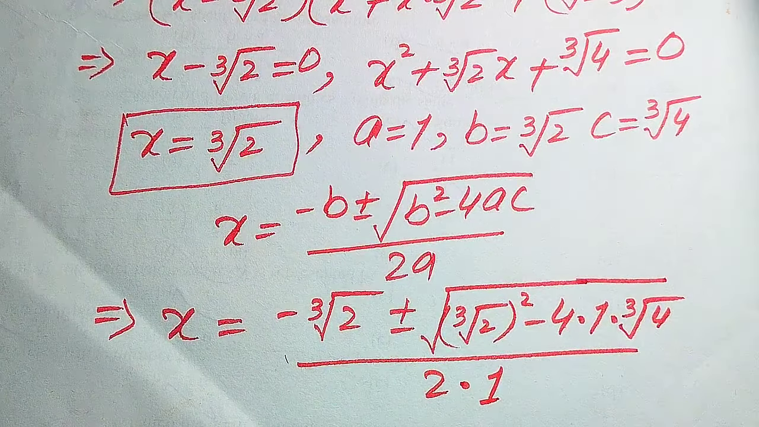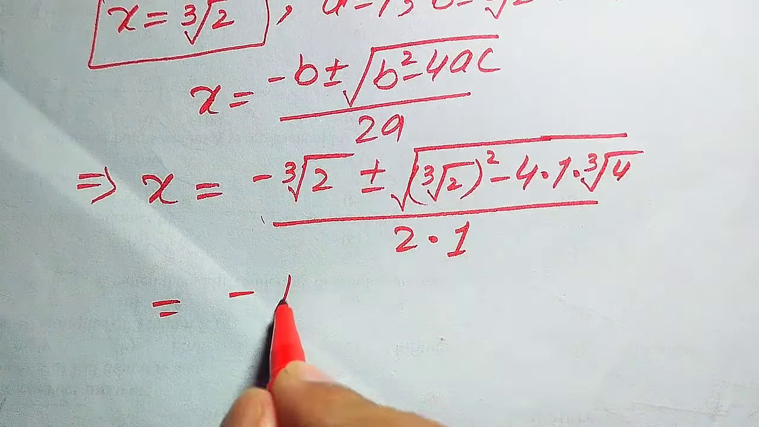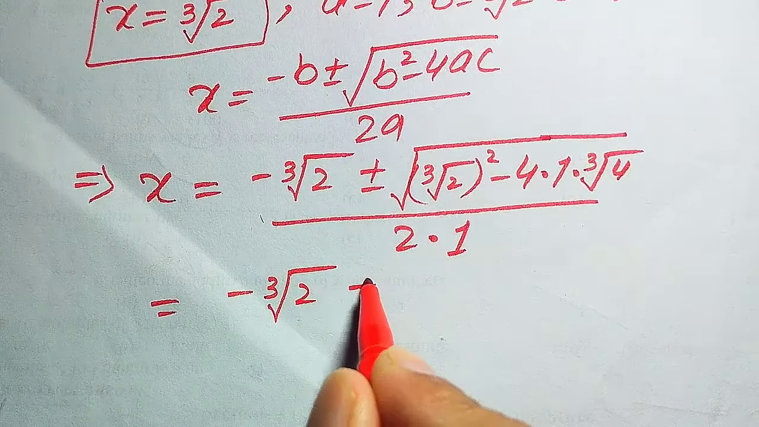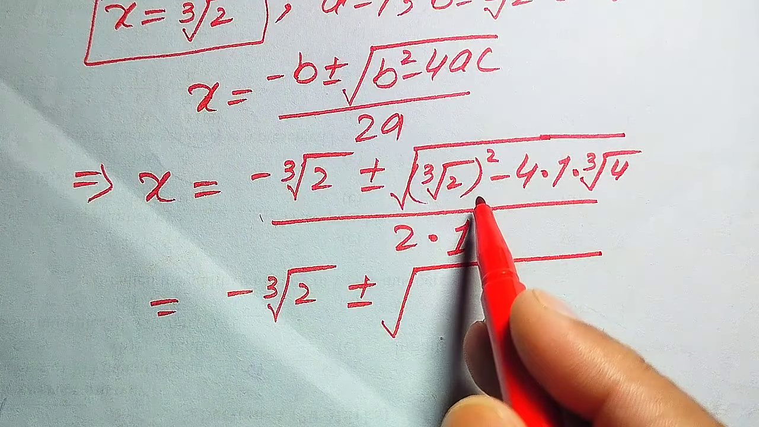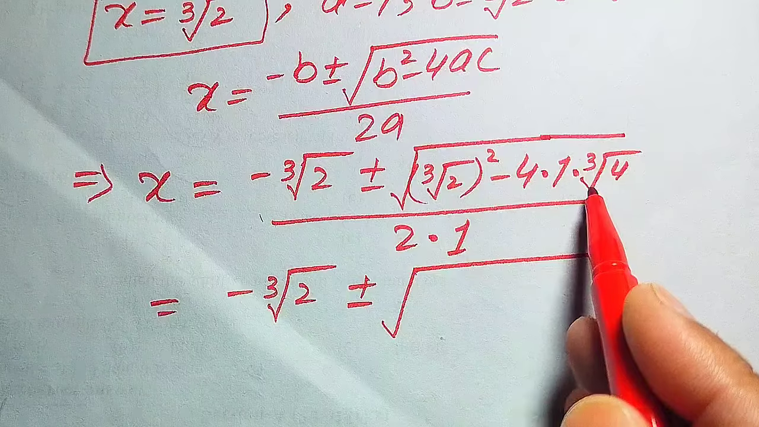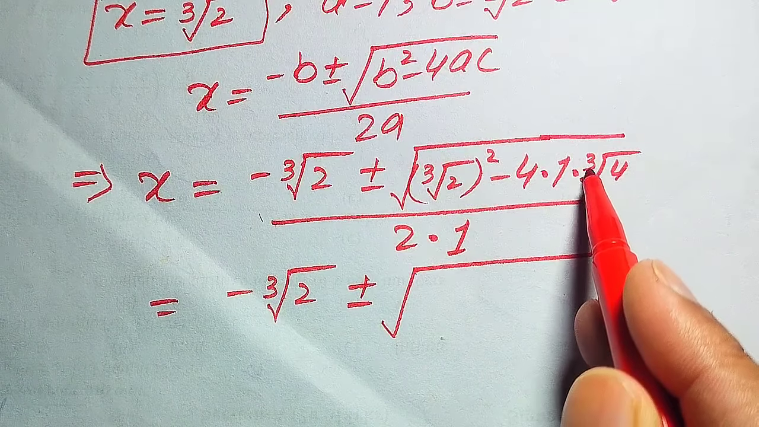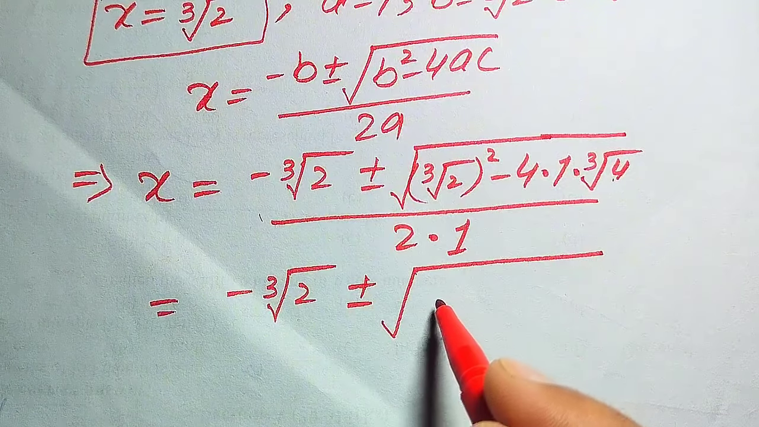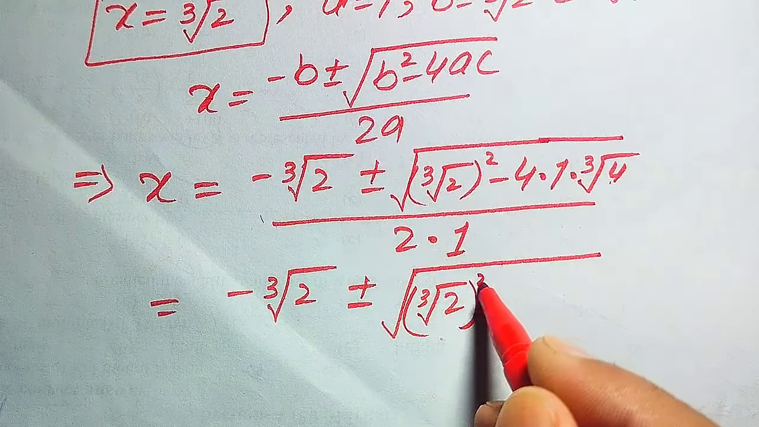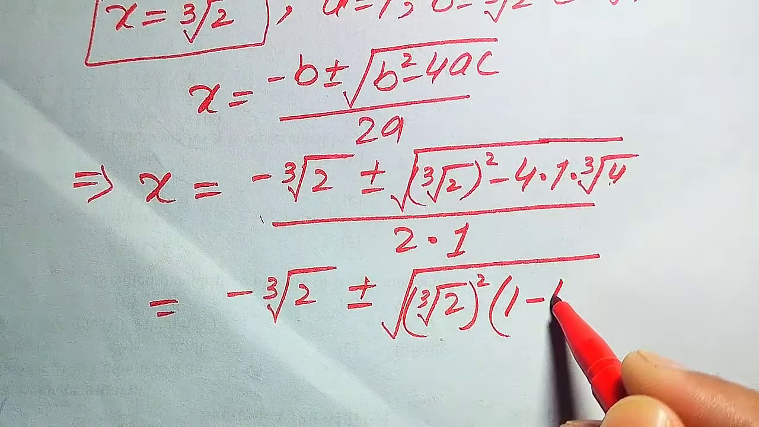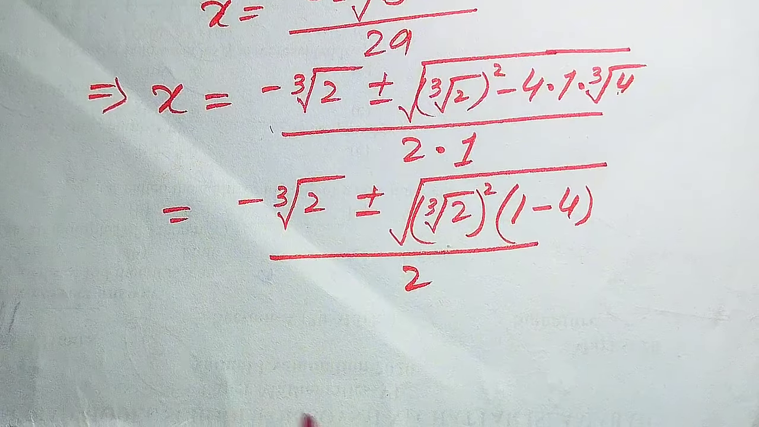So here our a is equal to 1. And further, in the next step, we need more simplification and it will be written as cube root of 2 plus minus square root of, here we just need to take common. This is the cube root of 2, and we write this 4 cube root of 4 as cube root of 2 whole square. So when we take common cube root of 2 whole square, the remaining values are 1 minus 4, divided by 2 times 1 equals 2.